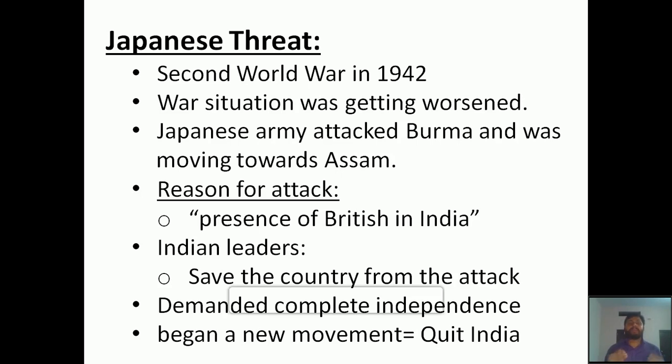So these are the two different causes. The first one is the Cripps Mission and the second one is the Japanese threat, which led to the beginning of the Quit India movement. So dear students, I hope you have a very clear picture about the Quit India movement, especially the different causes which led to its emergence.